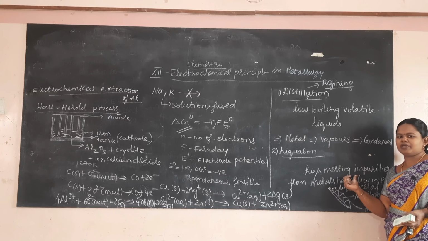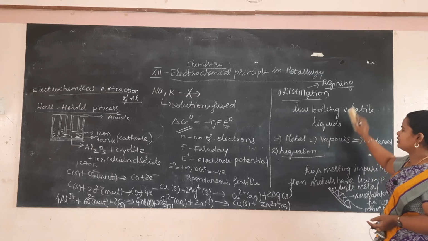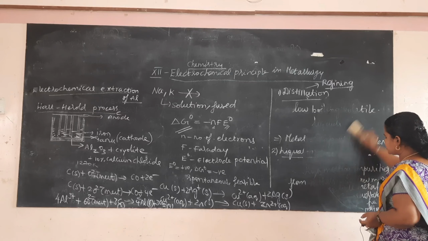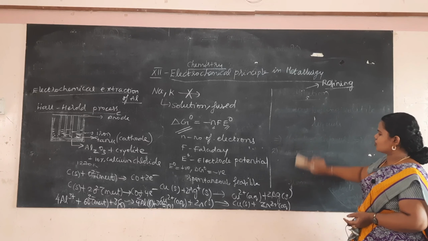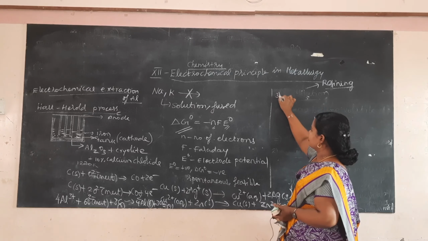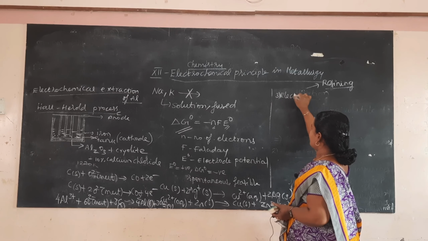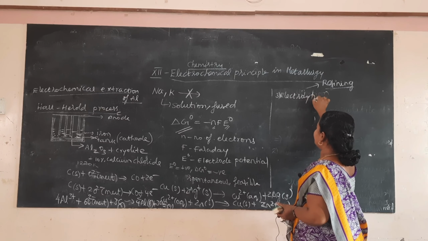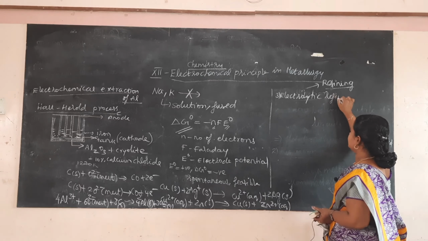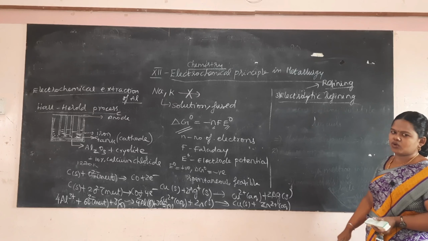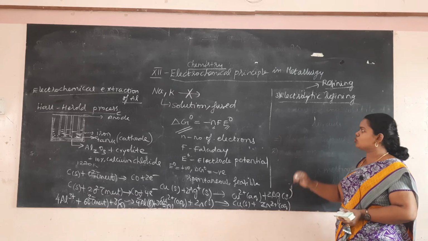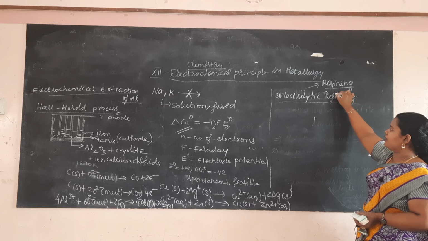So this is the second method, that is liquefaction. Then the third method, electrolytic refining. This is very easy to learn. The only thing you have to remember is which is the anode, which is the cathode, and what is the electrolyte that was used. So this is electrolytic refining.